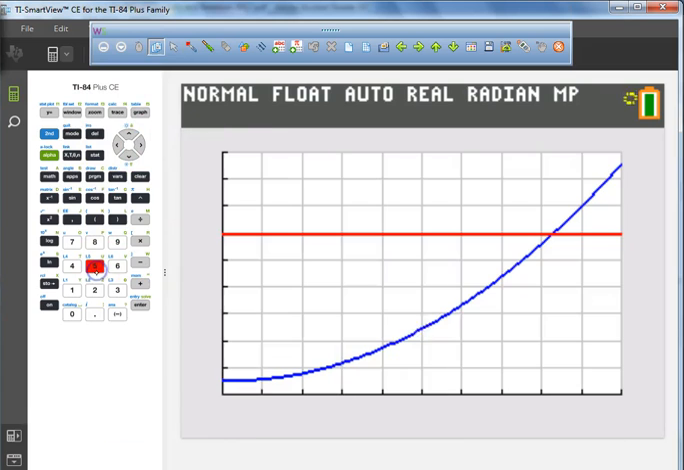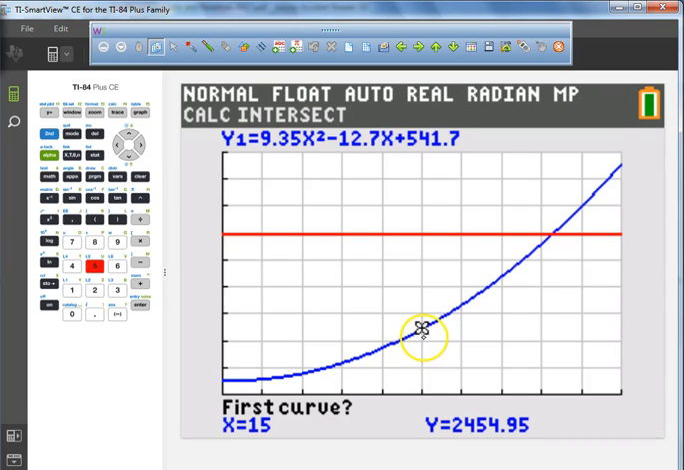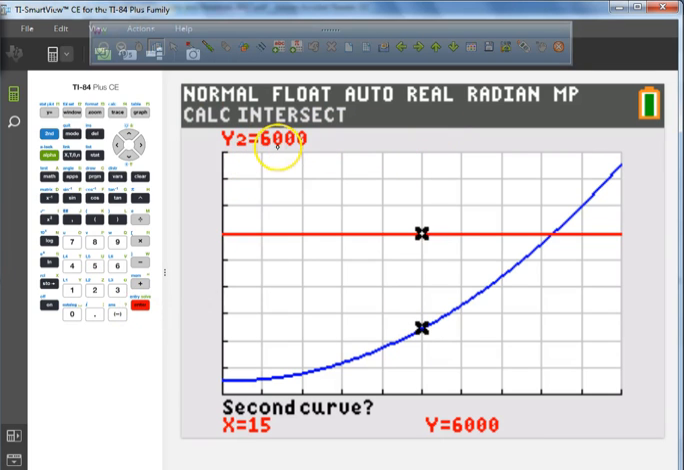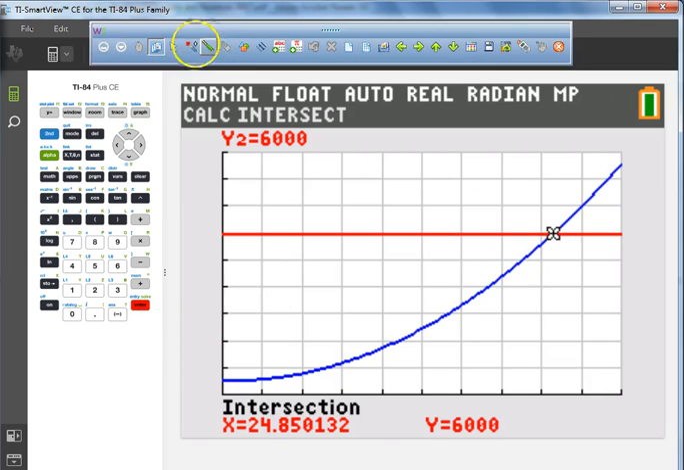We'll press number 5. Look where my cursor is. It says the first curve is this function. You see it right there? Yes, that is the one I want. The second one is y equals 6,000. Yes, that's what I want. You press enter again. Then it says, I'm going to guess where this point of intersection is. It's going to calculate it using all the information. And voila, there is your point of intersection.